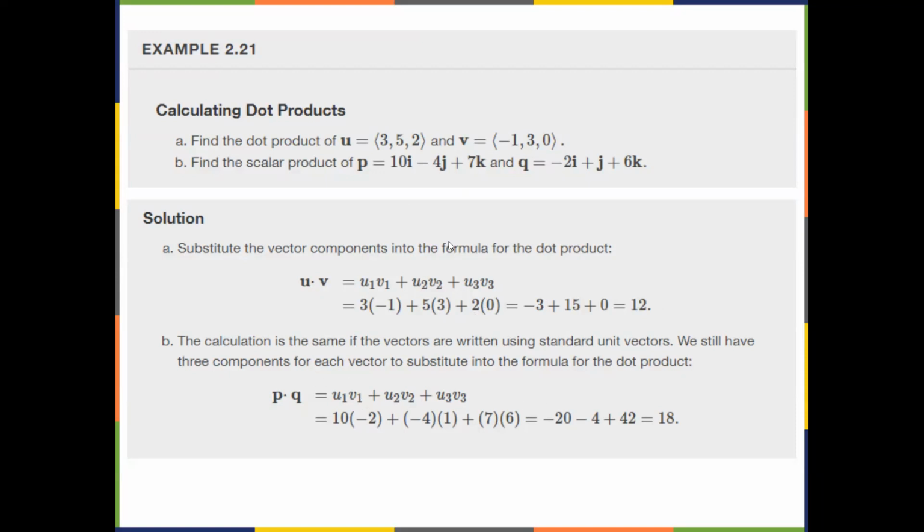And then we're going to do the same thing with the scalar product. Everybody should be happy with that kind of question, right? Definitely should be able to handle that on the homework.